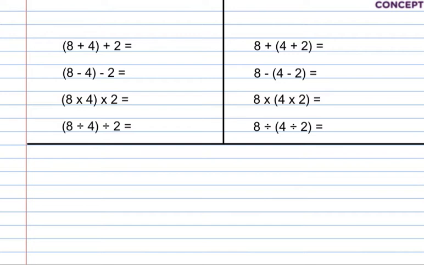Okay, so the answers you should have got for these questions are as follows. Now what I'd like you to do, before I go through some of the answers, is to look at the answers to the questions on the left side and compare them with the answers to the questions on the right hand side. What do you notice? What does it tell you about the operations and the brackets in those operations? Just think about that for a moment now.